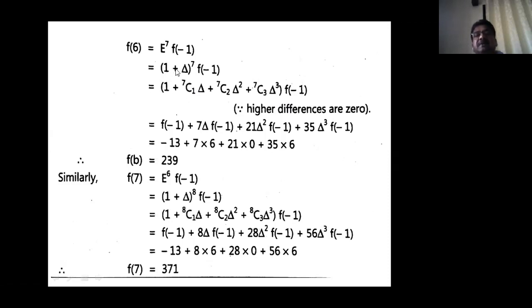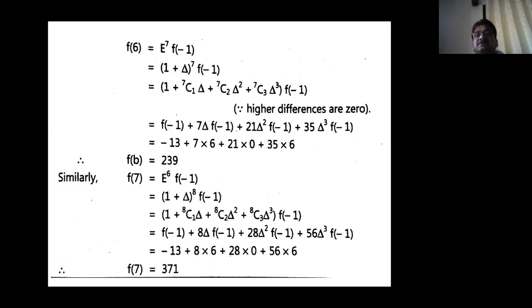Okay. So the expansion of (1 plus delta) raised to 7 contains a total of 8 terms, but only 4 terms are taken in this bracket, because the further differences, as we observe in the table, delta raised to 4 and delta raised to 5, are all 0. So this is the first term. Then the second term is 7C1, 1 raised to 6, into delta. Then 7C2, 1 raised to 5, which is 1, times delta square.